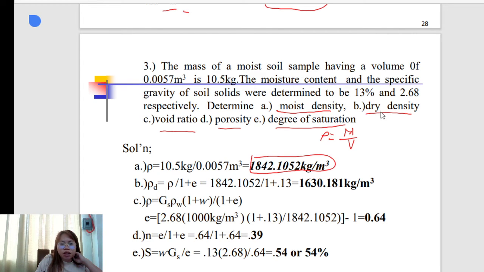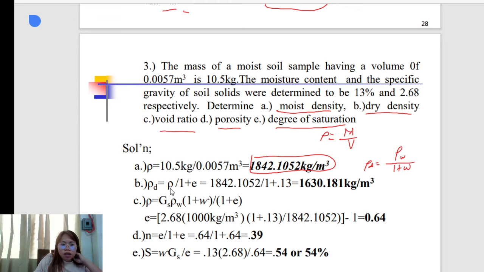For number 2, or letter B, the dry density is actually equal to the density of the moist soil divided by 1 plus the moisture content. Actually, this one is wrong. Dry density is actually the density of the moist soil, I mean this M, moist soil, over 1 plus, not E. This is moisture content, not E.